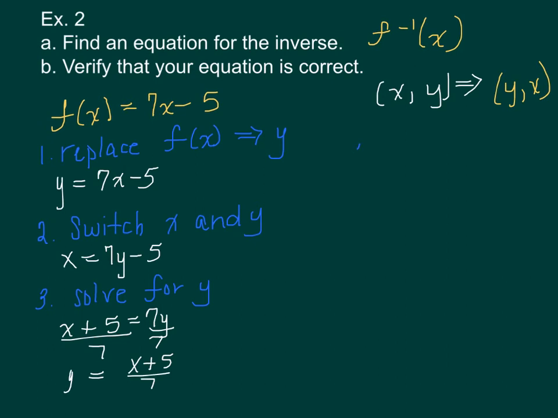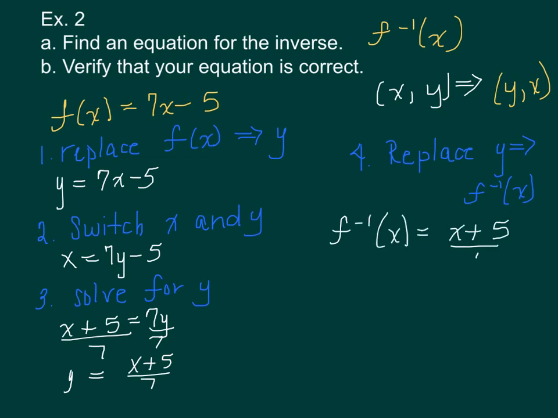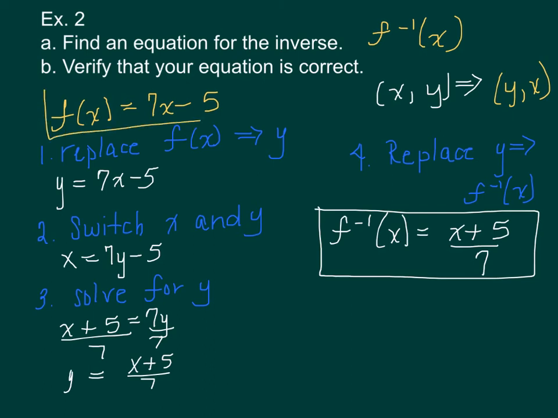Step 4, replace the y with the inverse symbol. So remember, I changed it in the beginning. So this is the inverse of f equals x plus 5 over 7. And here is your inverse. So these two are inverses. So this was letter A. Now let's do B.